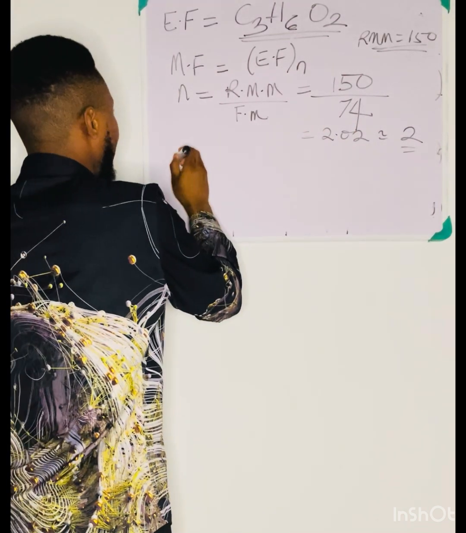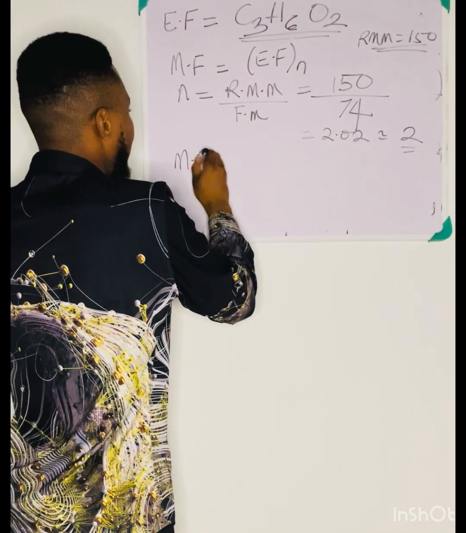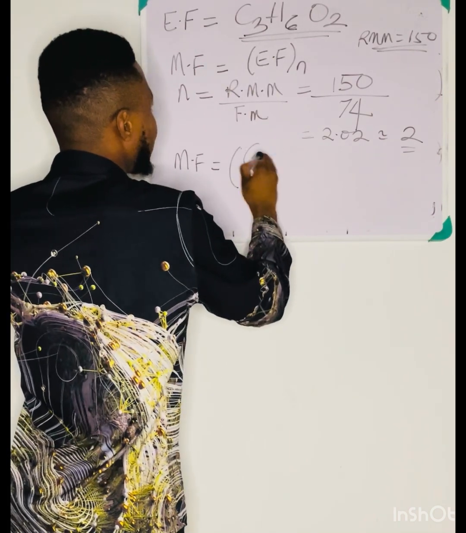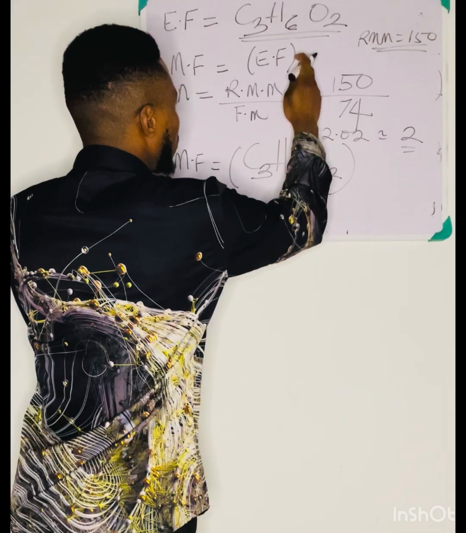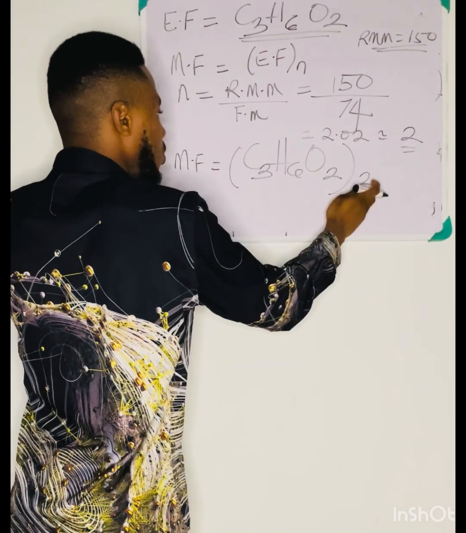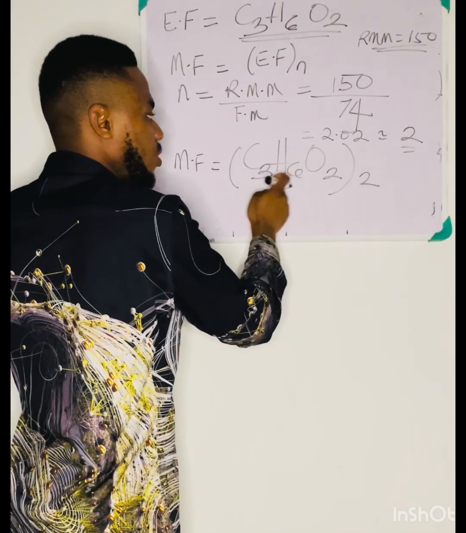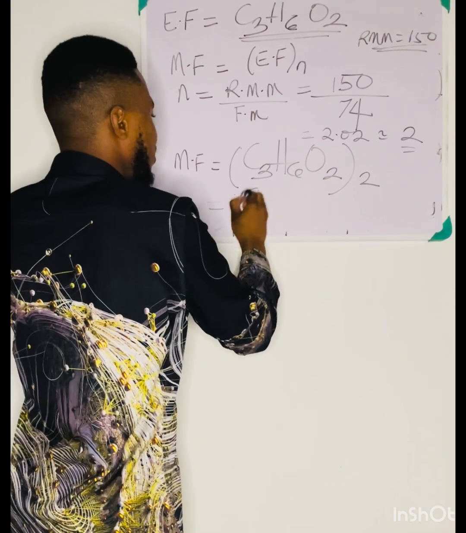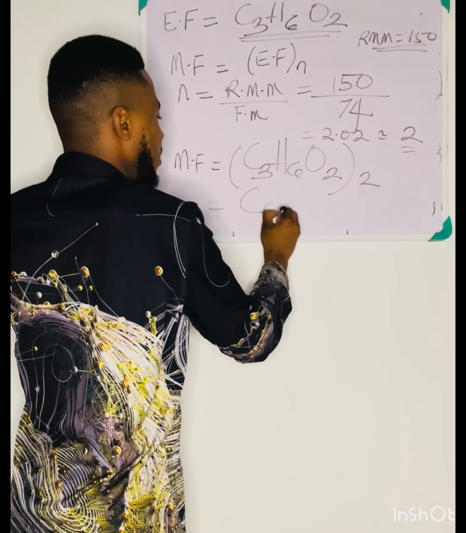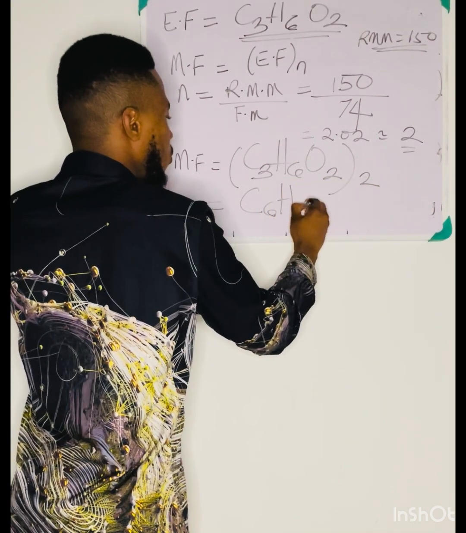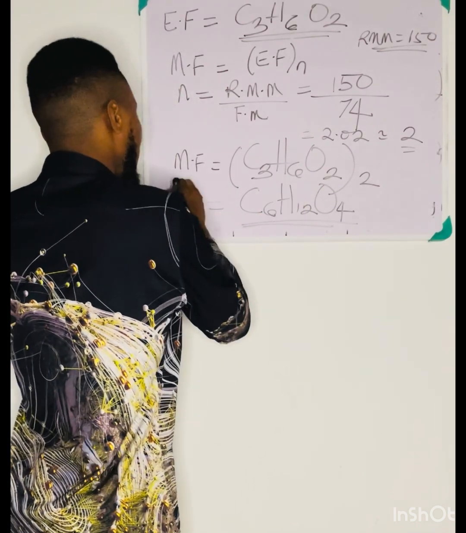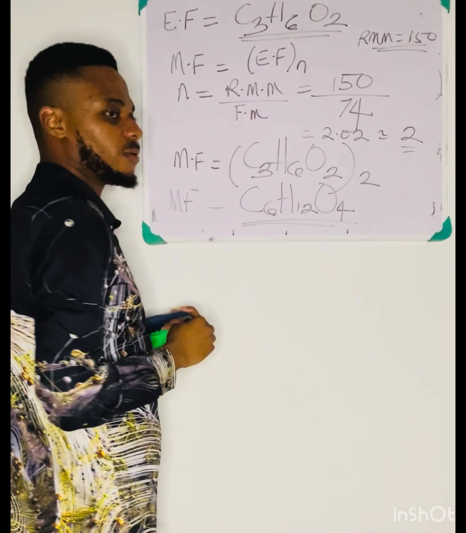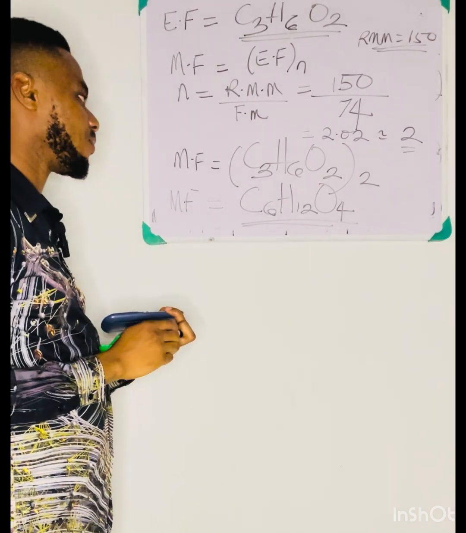So it means that our empirical formula is C3H6O2. So n is what? 2. This 2 means that it will multiply inside. So for C, 3 times 2 is 6. 6 times 2 is 12. Then for O, 2 times 2 is 4. So this is the molecular formula. All right, this is the molecular formula.